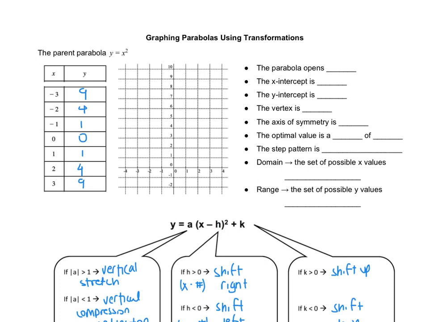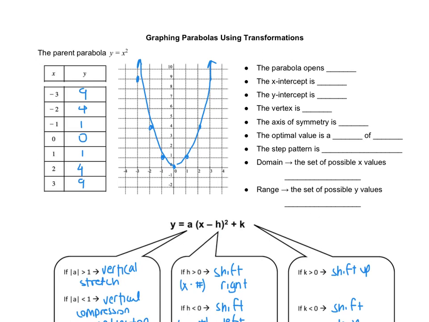Now, let's take these key points and plot them on our grid. So our first coordinate is -3, 9. Then we have -2, 4, -1, 1, 0, 0, 1, 1, 2, 4, and 3, 9. And then you can connect your dots and put arrows at the ends of your parabola because this goes on forever. So this is the parabola y equals x squared. When you're graphing using transformations, you're always going to start off by graphing this parent parabola.